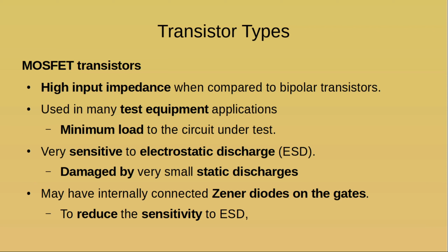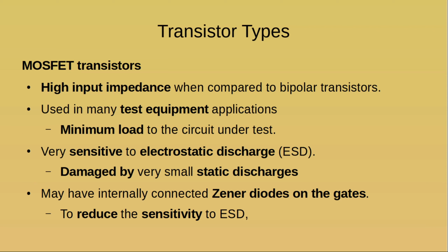Okay, MOSFETs. They have a very high impedance, particularly compared to bipolar transistors. Because of that, they're used in a lot of test equipment where you want to minimize the load you're putting on the circuit for testing. The downside is they're very sensitive to electrostatic discharge.